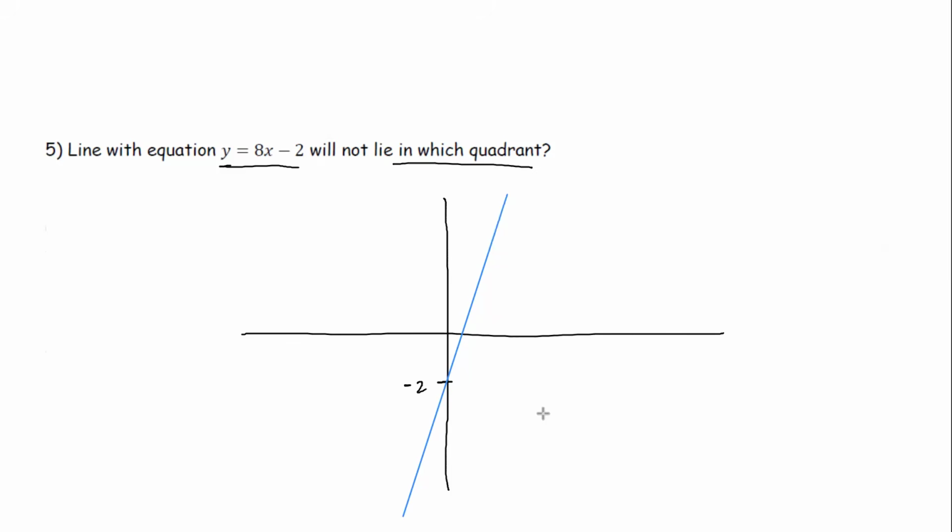So the line with equation y equal to 8x minus 2 will not lie in which quadrant? It will not lie in the second quadrant, and that you can clearly make out. If you have not drawn a steep line, let's say you draw a flatter, less steep slope, it yet goes to the first, third, and the fourth quadrant, doesn't go to the second quadrant. So your answer is second quadrant.